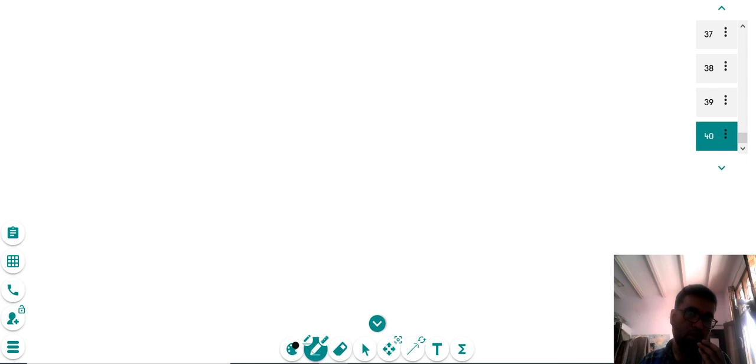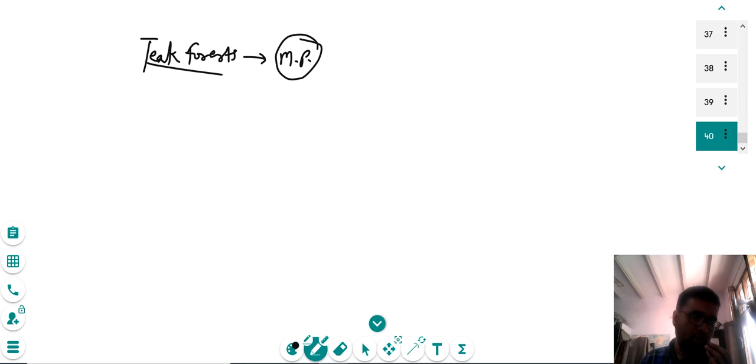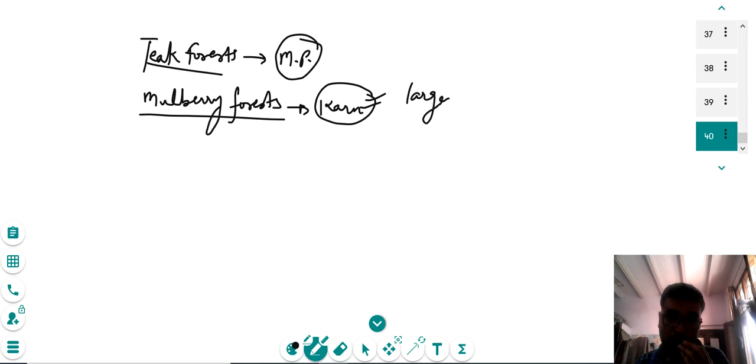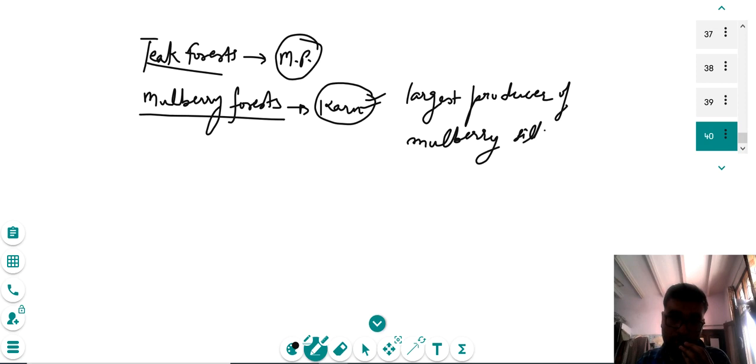Okay. So the next are some other important facts, like the teak forest. The density of teak forest in India is highest in Madhya Pradesh. Right. The next is mulberry forest. The highest density of mulberry forest is in Karnataka. That's why Karnataka is the largest producer of mulberry silk. Okay, mulberry type of silk.